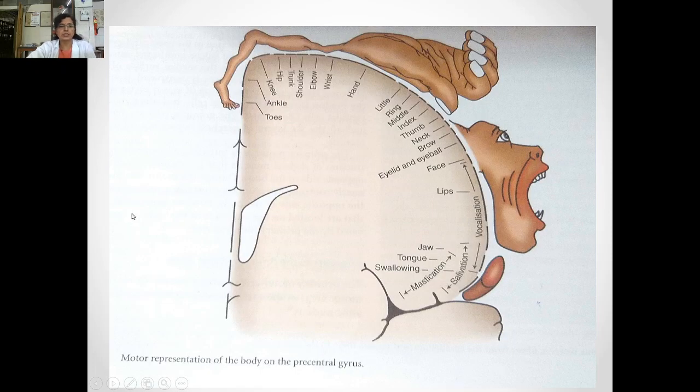This diagram shows the motor representation of the body in the precentral gyrus. So this is the superolateral surface.